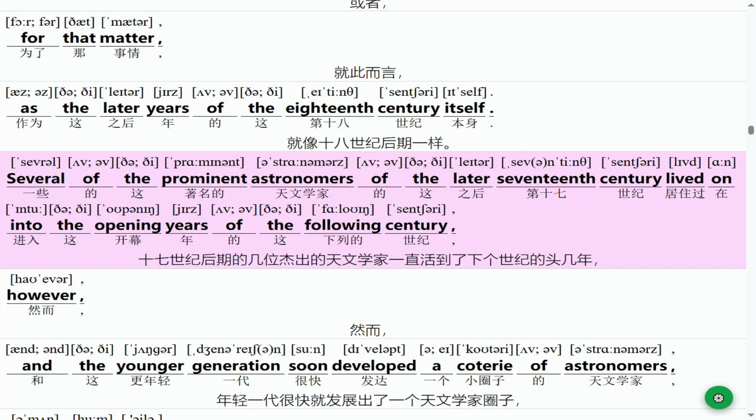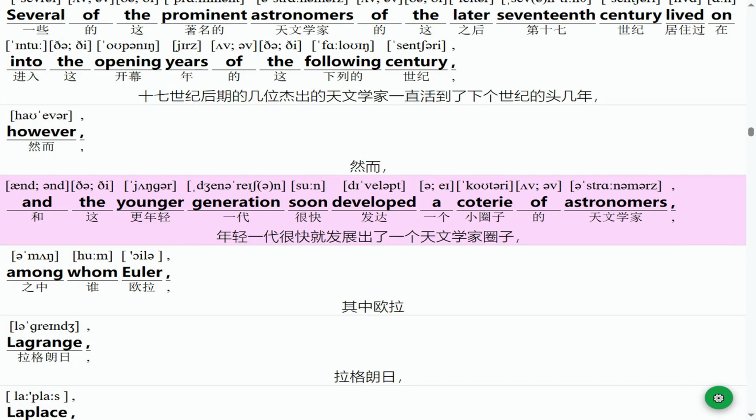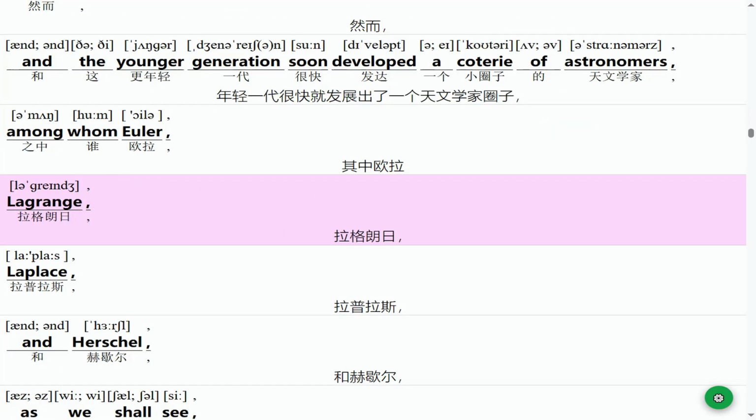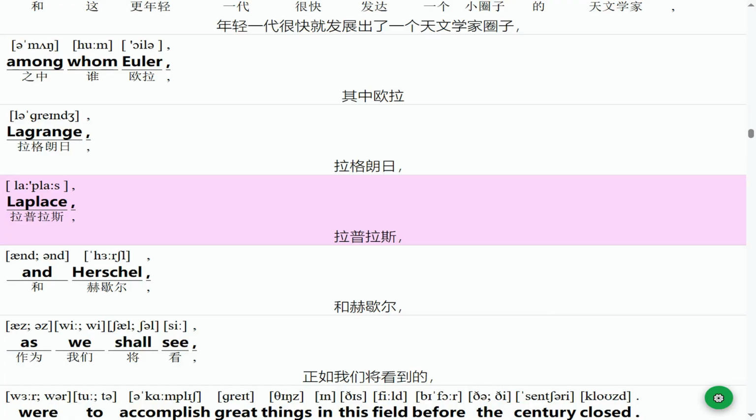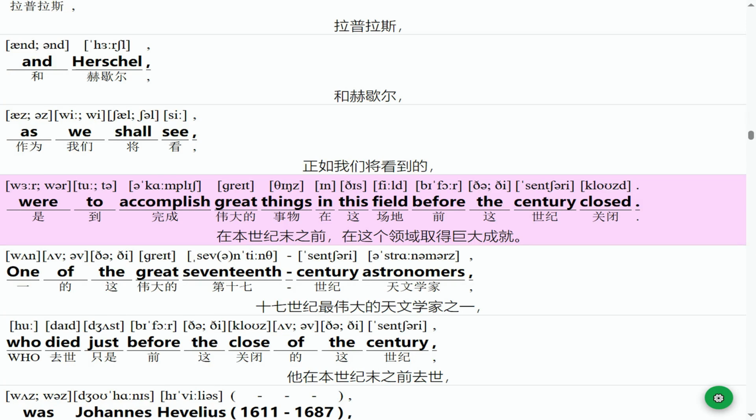Several of the prominent astronomers of the later 17th century lived on into the opening years of the following century, however, and the younger generations soon developed a coterie of astronomers, among whom Euler, Lagrange, Laplace, and Herschel, as we shall see, were to accomplish great things in this field before the century closed.